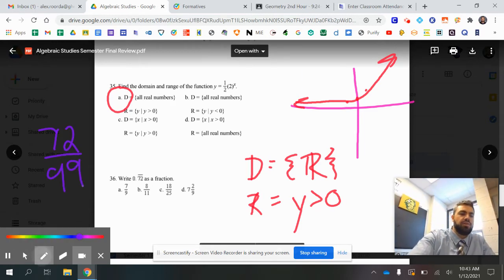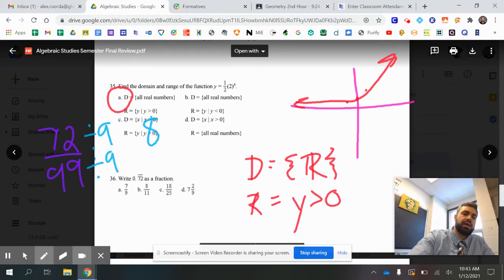And then to solve that out, what we're going to do is reduce it. So I know that I can take a number out of both 72 and 99. That number is going to be 9, right? So if I divide the top by 9, I get 8. If I divide the bottom by 9, I get 11. So the answer is 8/11. Okay? All right, very good.